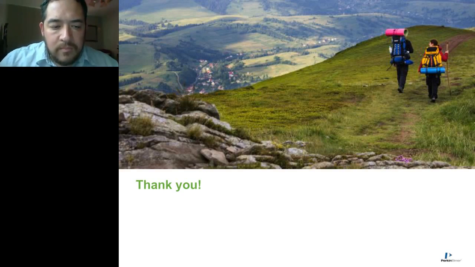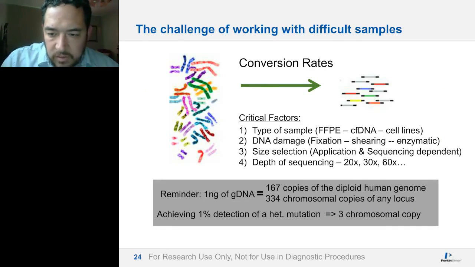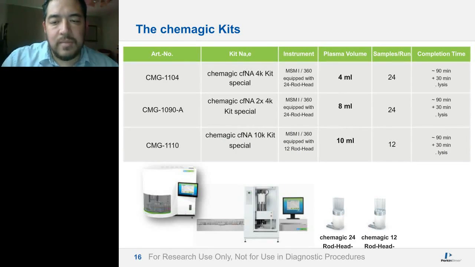So let me cycle back to the question and show the workflow. I'll start with FFPE. With FFPE, the biggest challenge is to deparaffinize the sample. It depends on whether somebody already has an established manual workflow, as there are a number of ways to go after it. With the Covaris truXTRAC system, it's very rapid, using acoustic adaptive focusing to remove the paraffin.